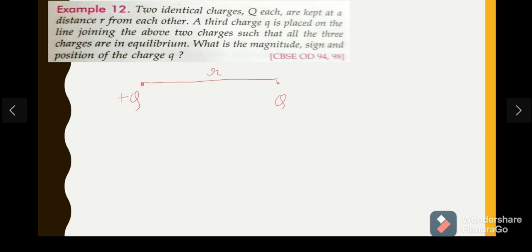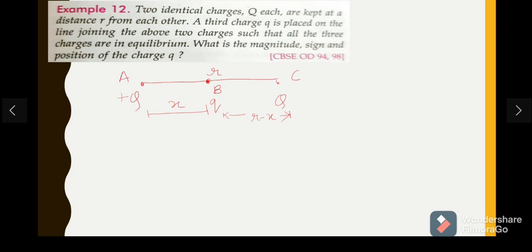Suppose the third charge that we bring, we place it somewhere here at a point B. So this is A and this is C, and we have placed the charge at point B. This charge is of value small q. It is at a distance x from A. So obviously this distance becomes R minus x. Fine. Now when will q be in equilibrium?